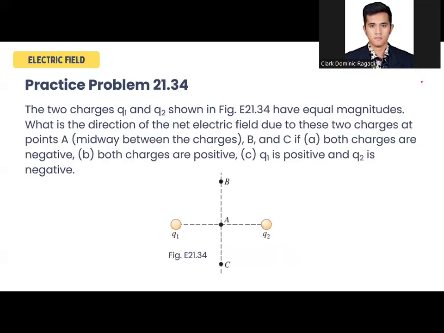21.34. So the two charges Q1 and Q2 shown in figure E21.34 have equal magnitudes. What is the direction of the net electric field due to these two charges at points A, midway between the charges, B, and C? First, both charges are negative. Next, both charges positive, and then Q1 is positive and Q2 is negative.